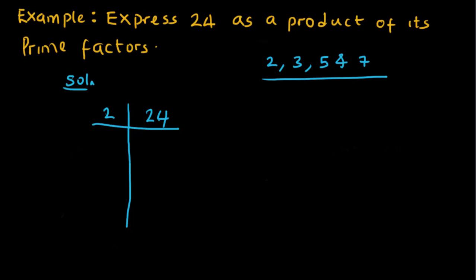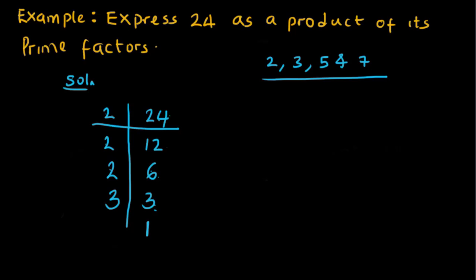2 can go in 24. 2 in 24, we have 2 in 2 is 1. 2 in 4 is 2. So we have 12. 2 can still go in 12. So we have 2 in 12 is 6, because 2 times 6 is 12. 2 can still go in 6. 2 in 6 is 3, because 2 times 3 is 6. Do you understand? Now 2 cannot go in 3. So we put 3. 3 in 3 is what? 1. Does that make sense?